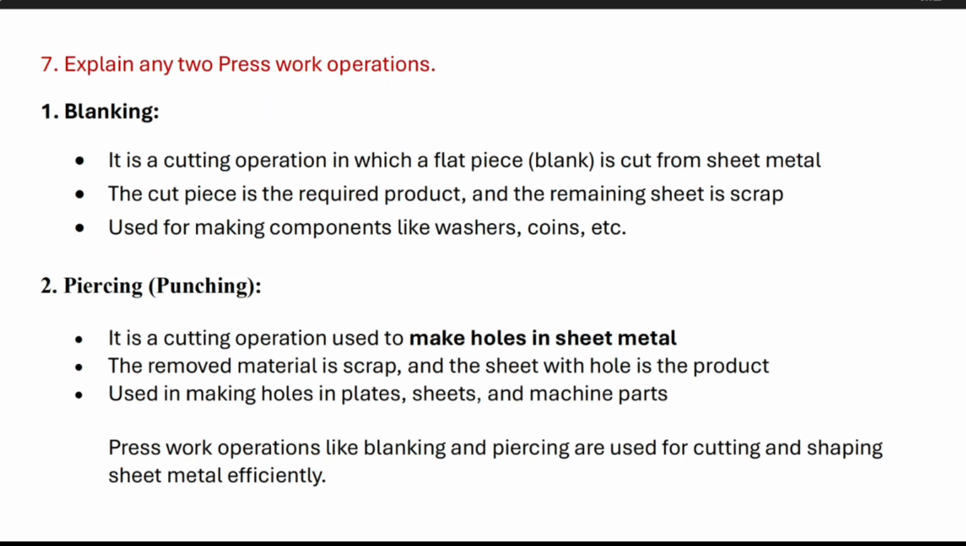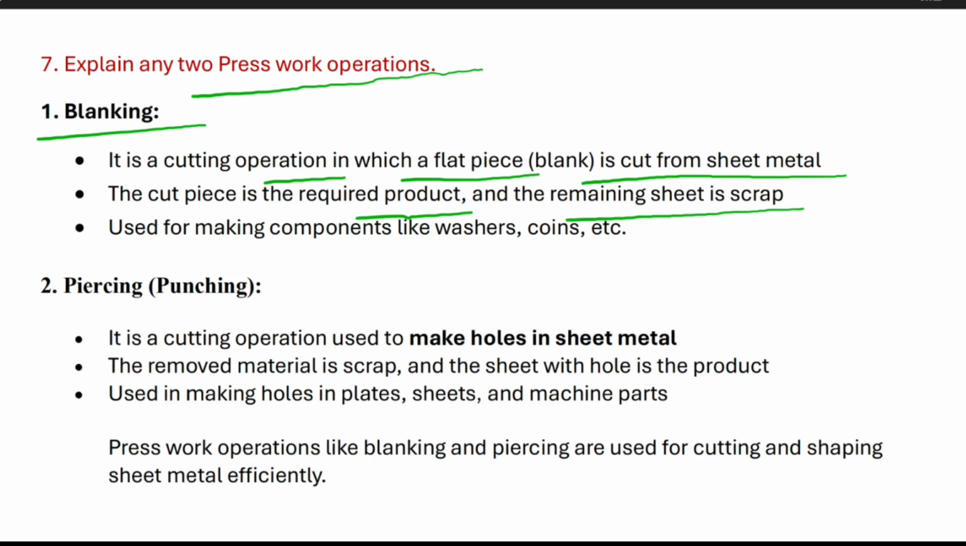The next question, explain any two press work operations. One is blanking. In blanking, what we have to do is cut. It is a cutting operation. A flat piece is cut from a sheet, plate or metal. The cut piece is required for the product, and the remaining sheet is scrap. It is used for making components like washers and coins. This is blanking.